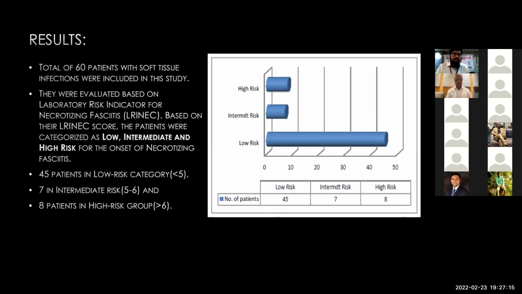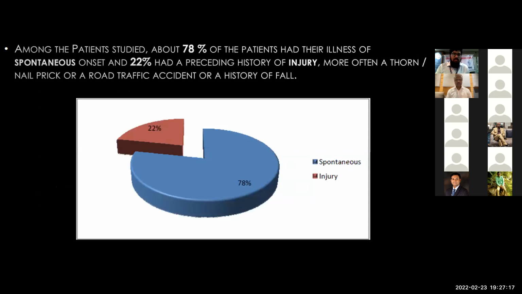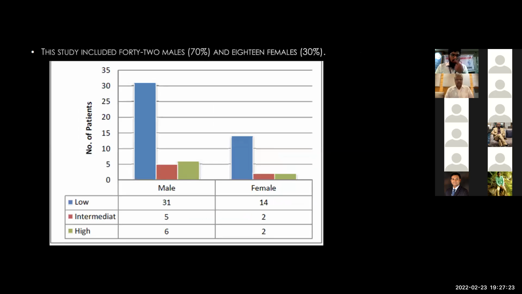Most had a spontaneous onset of the disease, and 22% had a preceding event such as minimal trauma, such as a nail break, or even a road traffic accident. In this study, the majority of patients were male and fewer were female. Males in the low, intermediate, and high risk groups were 31, 5, and 6. In the female patients, low was 14, and intermediate and high were 2 each.